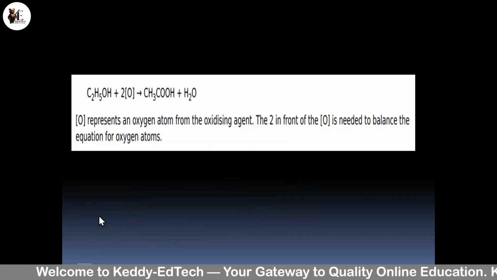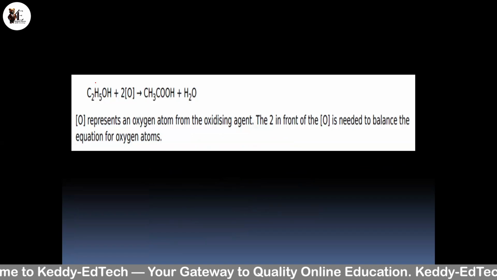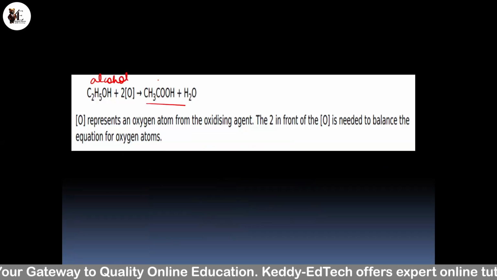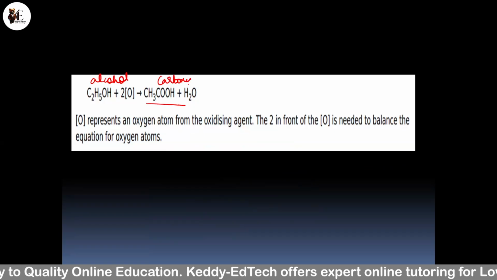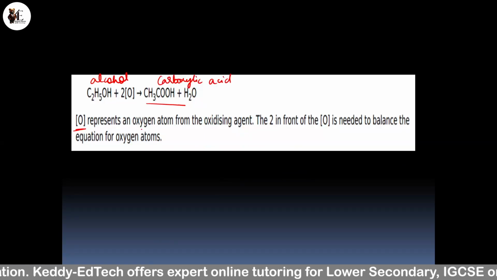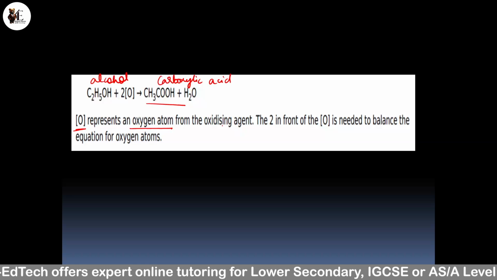So this is my complete oxidation. In complete oxidation, your alcohol reacts to form acid. This is my carboxylic acid. So this O, as I already told you, represents an oxygen atom from the oxidizing agent.